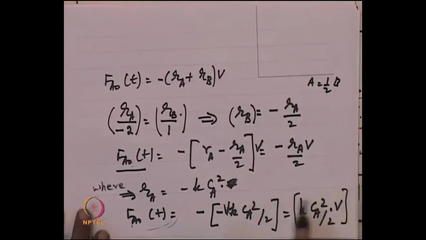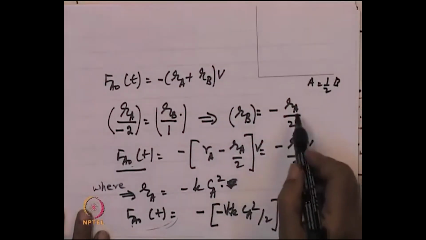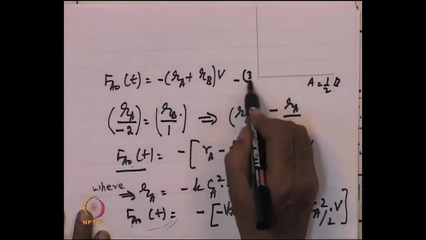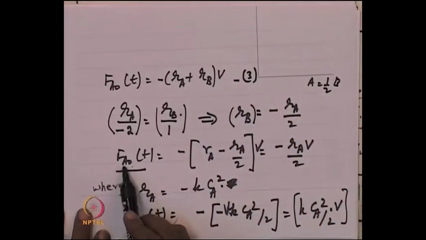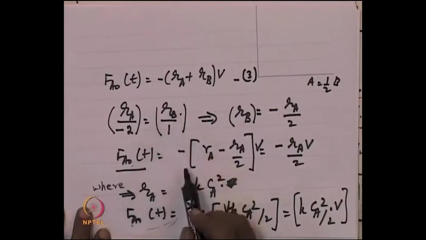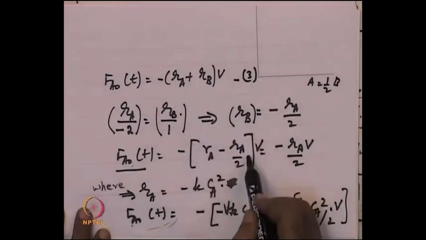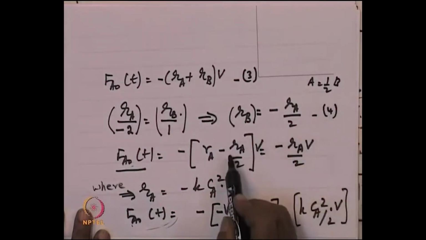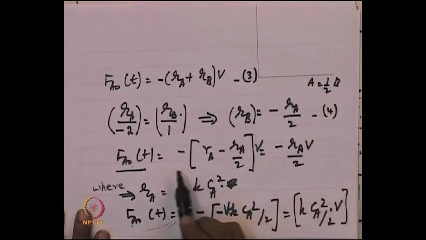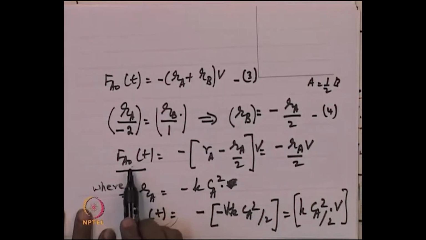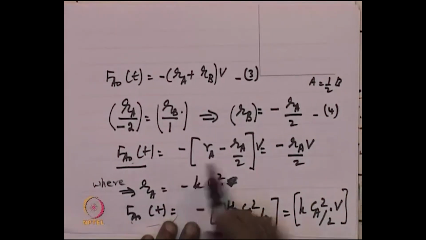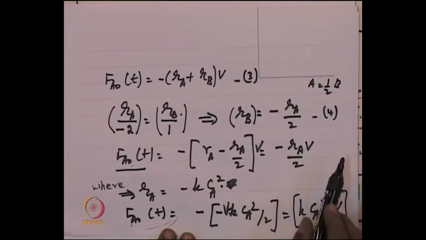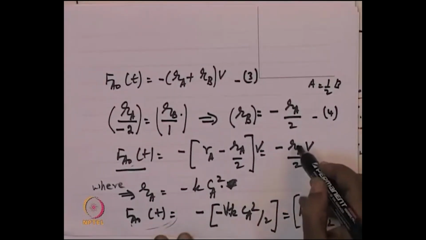So, that means we can substitute this result, Rb is minus of Ra by 2, in our equation 3 here. So now we get Fa0 of t equal to minus of Ra, and then Rb is minus Ra by 2. I will just call this equation 4. So, you get Rb as minus of Ra by 2, so that Fa0 of t becomes minus of Ra by 2 multiplied by V. Okay. This is clear.